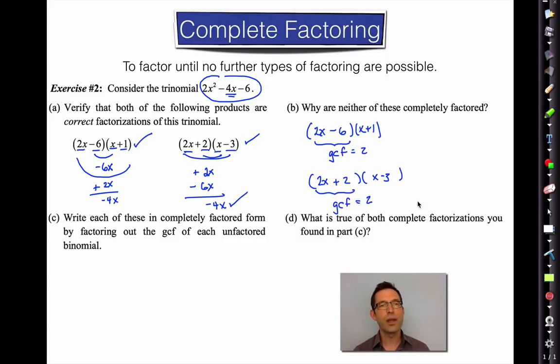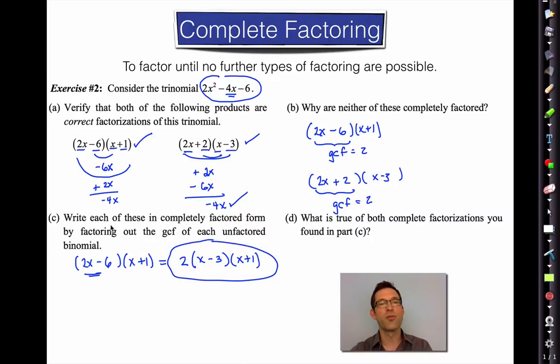Now letter C says write each of these in completely factored form by factoring out the GCF of each unfactored binomial. Sorry about the wording there, but sometimes you got to do what you got to do. All right, so let's take this one: 2x minus 6 times x plus 1. I can further factor that by taking a 2 out of this. Now, what would that be? That would be 2 times x minus 3. That x plus 1 just is what it is. It just stays like that.